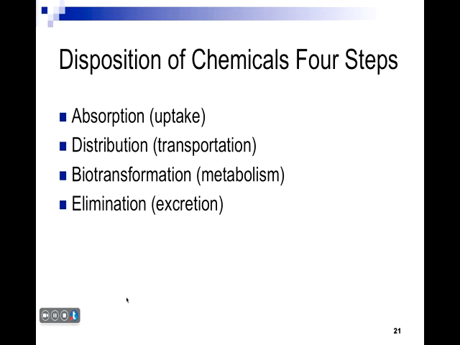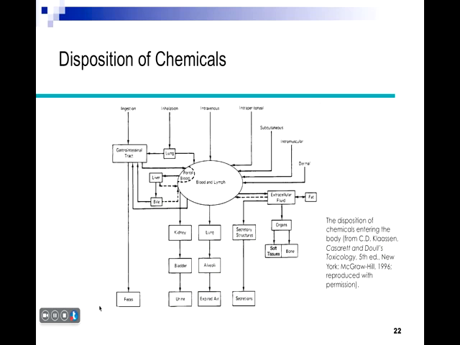The next area in toxicological principles is the disposition of chemicals. And there are 4 steps in the disposition of chemicals: uptake, distribution, biotransformation, and elimination. Uptake is absorption, how the chemical gets inside of your body; distribution, how it's moved around, transported; biotransformation, how it's changed; and elimination, how it's excreted. And this is a busy slide that basically shows how all these things interact.